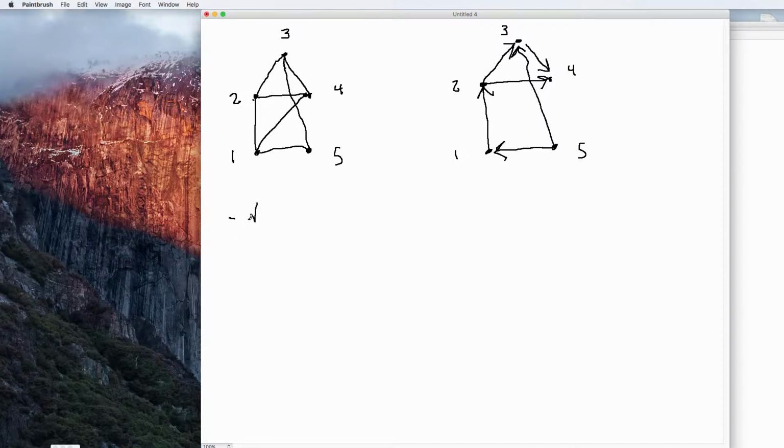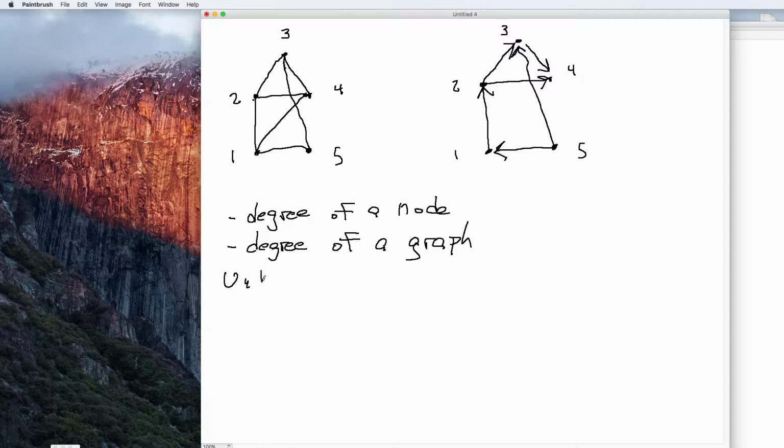And what I want to introduce here, there are a couple of things here. We want to talk about what is the degree of a node. And then we also want to talk about what is the degree of a graph. These are very related. And I'm going to start over here looking at the undirected graph. And basically, we define the degree as just the number of edges coming into it or adjacent to it.